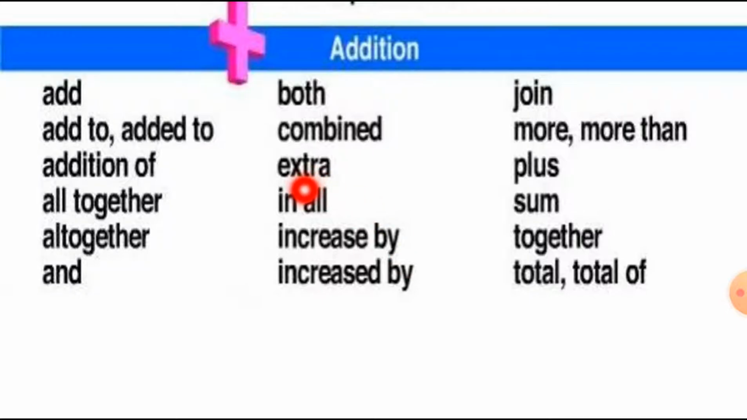Now extra. How many are extra? So these types of sentences indicate the addition keyword. In all. How many in all? How many students in all? How many birds in all? This sentence indicates the addition.